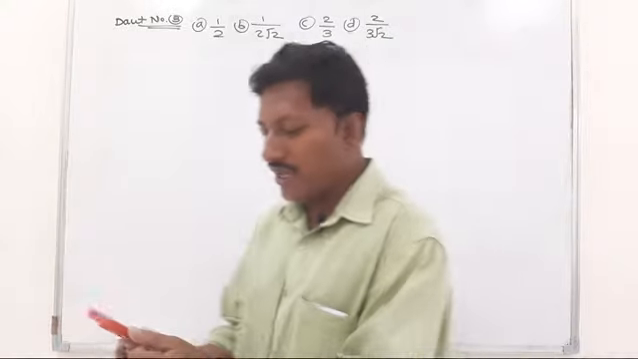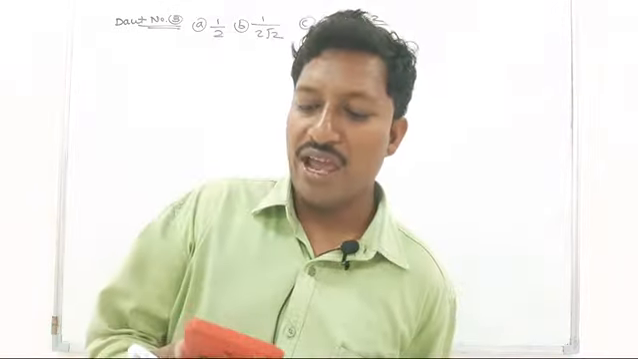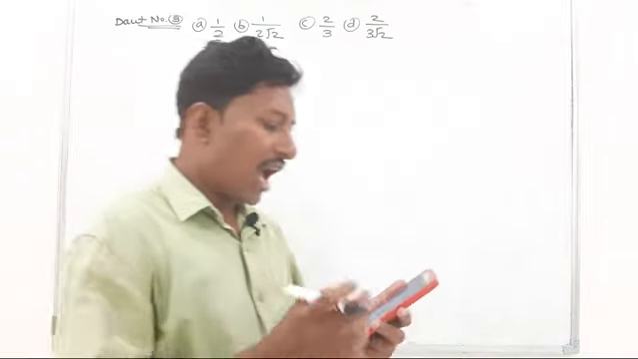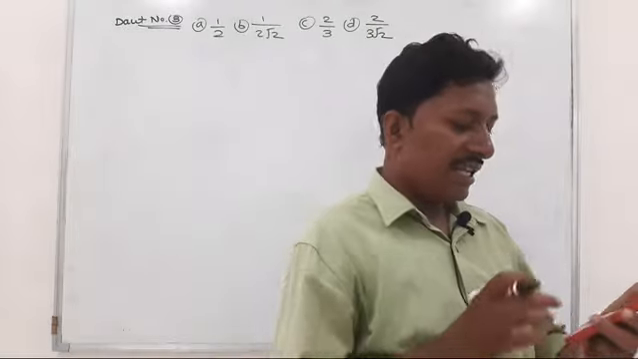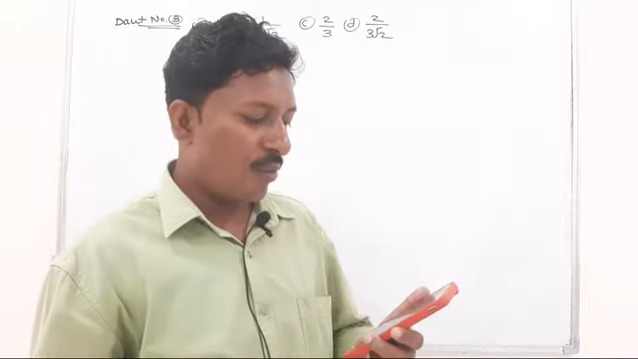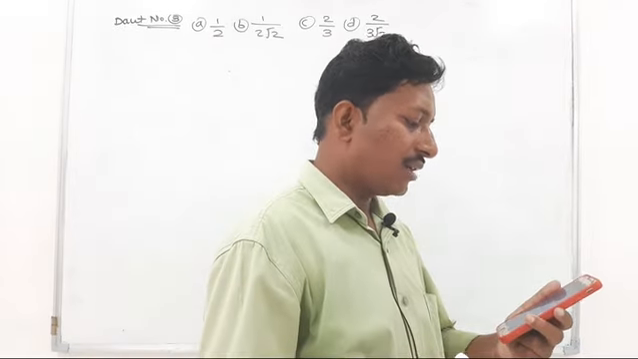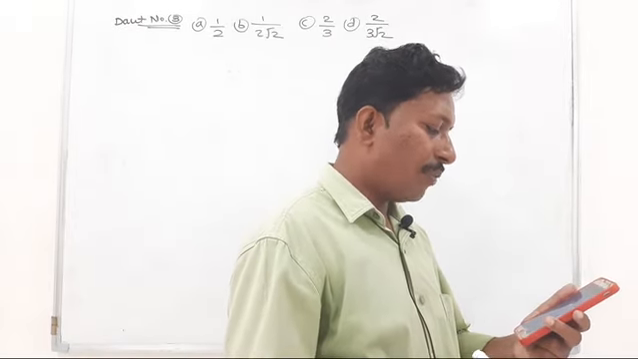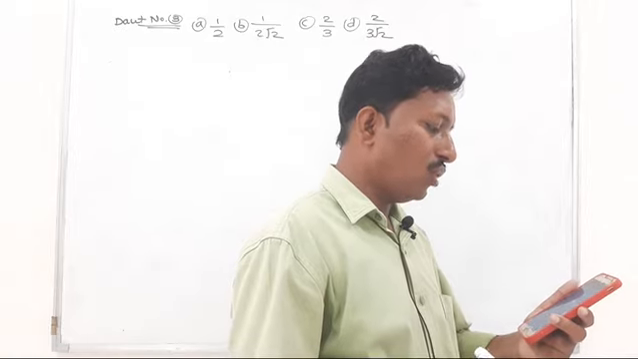See what the next doubt is. The half life of a radioactive nuclide is 100 hours. The fraction of the original activity that will remain after 150 hours would be.